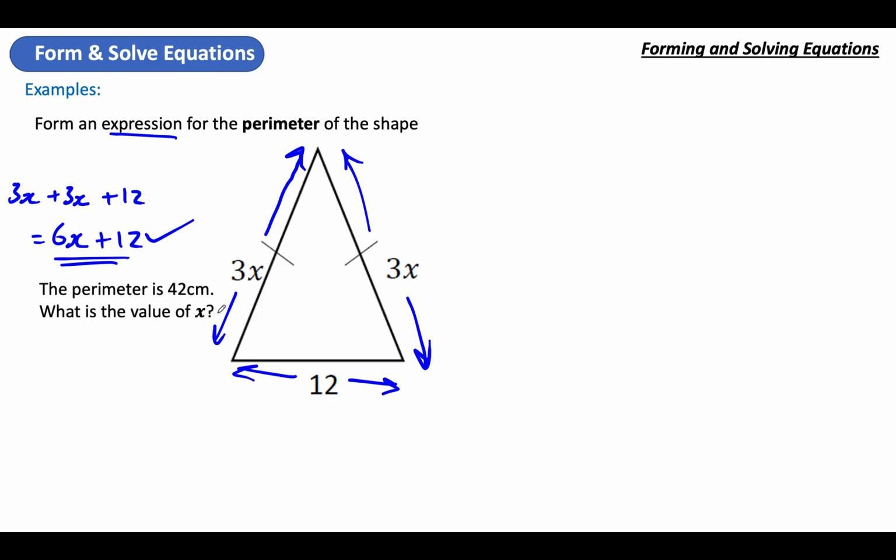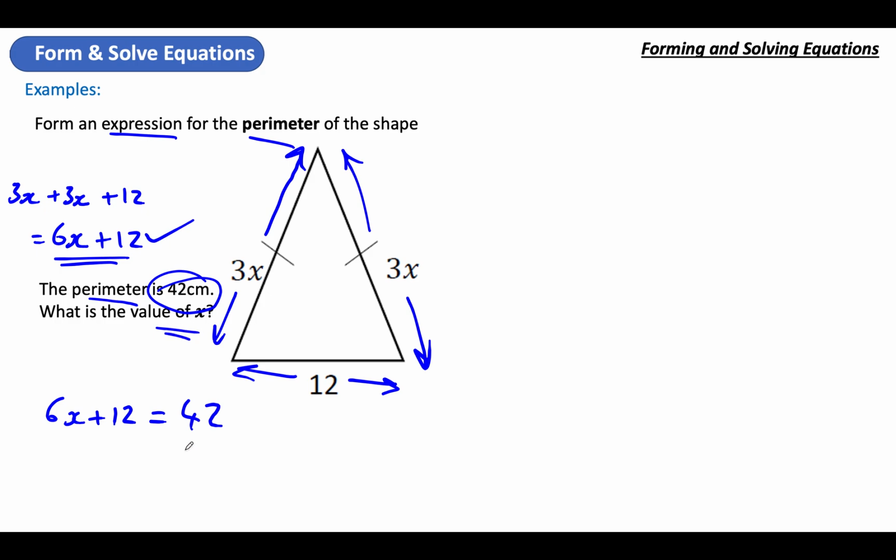Now, the second part of the question, because these nearly always have two parts, it then says the perimeter is 42 centimeters. So the distance around the outside is 42. But hang on, didn't we just work out the perimeter? Yes, we did. So what we're saying is, what we just worked out, 6x plus 12, is equal to 42, because that is also the perimeter. The left-hand side is the perimeter in algebra. The right-hand side is the perimeter in numbers. And then it says find the value of x.